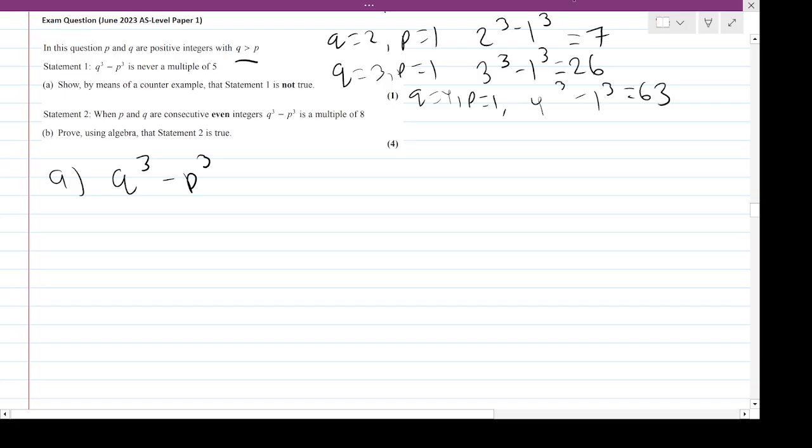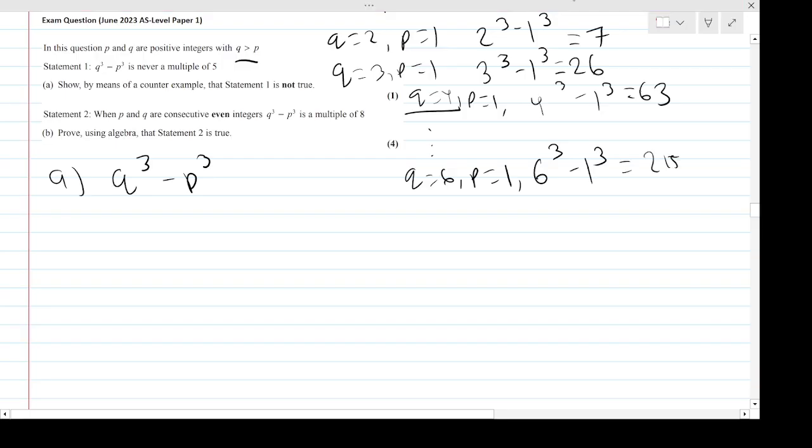So what we could do then is just increase the value of Q and see if eventually we get a multiple of 5. So what about 5 cubed, take away 1? That's 124. Nope. Then 6 cubed. When we try Q is 6, P is 1 in the calculator, 6 cubed, take away 1 cubed, we get 215. Now that is a multiple of 5.